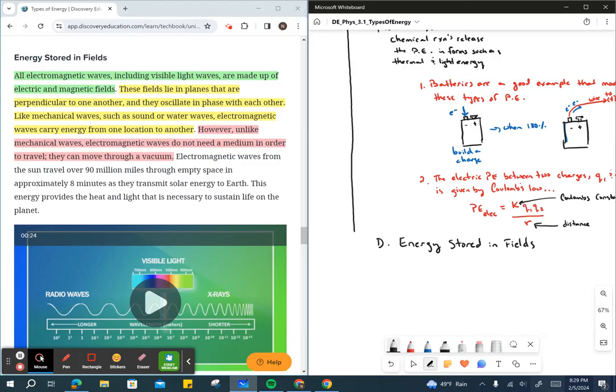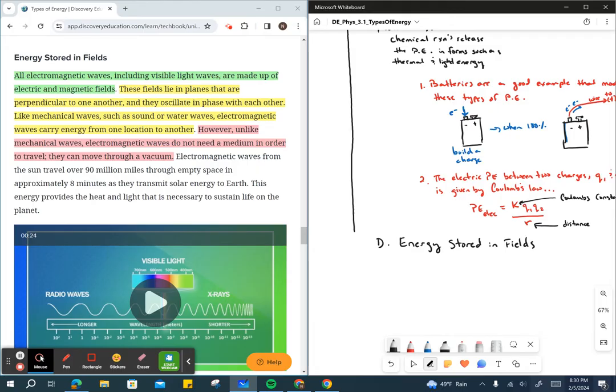Okay, so here we're shifting gears just a little bit. All electromagnetic waves, including visible light waves, are made up of electric and magnetic fields. Okay, so we're talking about electromagnetism here. These fields lie in planes that are perpendicular to one another, and they oscillate in phase with each other. Like a mechanical wave, think a water wave or sound wave, electromagnetic waves carry energy from one location to another. However, unlike mechanical waves, electromagnetic waves do not need a medium in order to travel. They can move through a vacuum, think outer space.